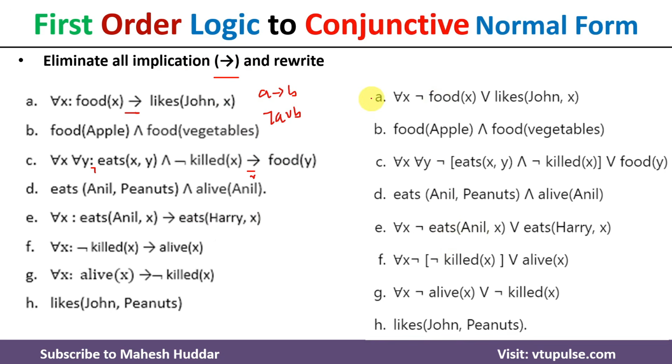So you can see here we have applied the eliminating implication rule for A, C, E, F and then G. For the remaining ones, there is no need to apply the eliminating implication rule.